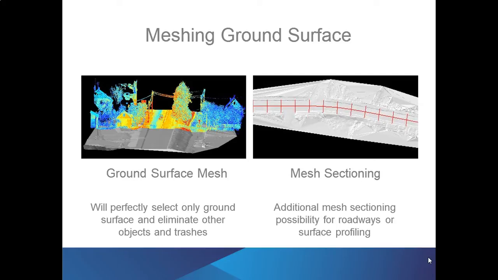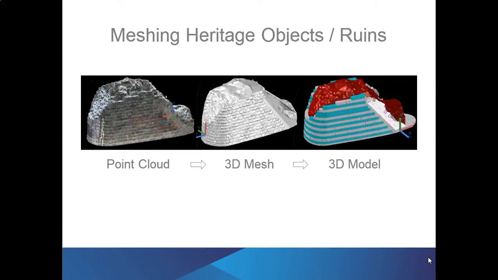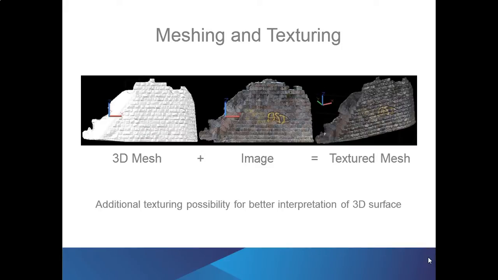Meshing ground surfaces. Undet meshing algorithm will very precisely select only ground surface and eliminate trash and other objects such as vegetation, houses, cars, pedestrians, etc. Mesh editing tools will allow you to join several different meshes, close holes, remove long edges and spikes. Additionally, there is a mesh sectioning possibility for roadways or surface profiling. And the toolbox mesh also works great for meshing irregular objects or heritage objects such as ruins. Our mesh also has texturing possibility for better interpretation of 3D surfaces.